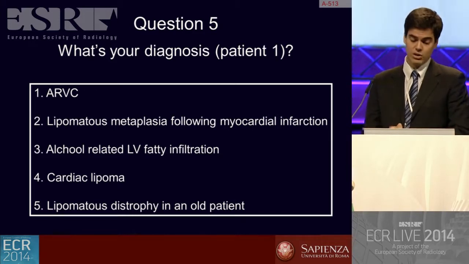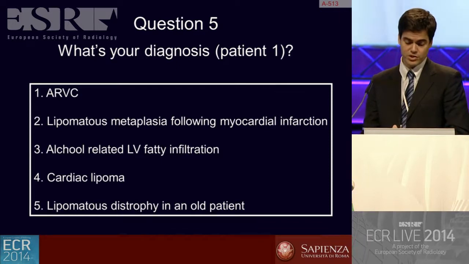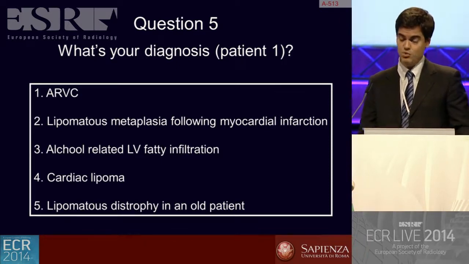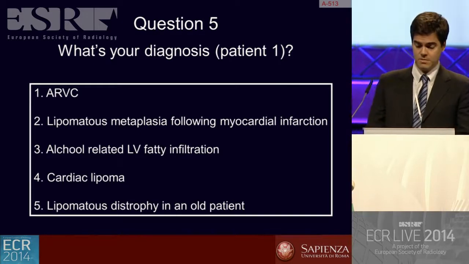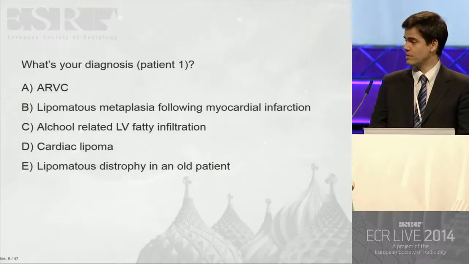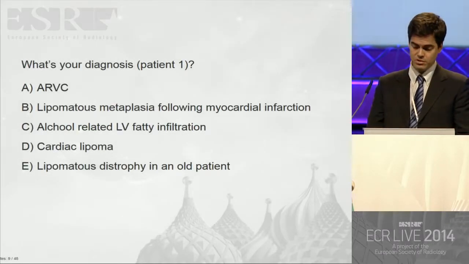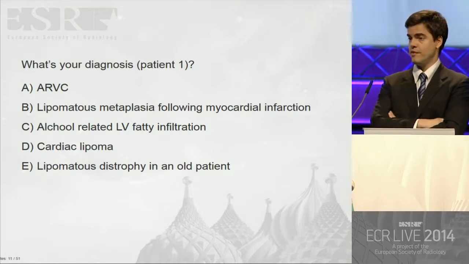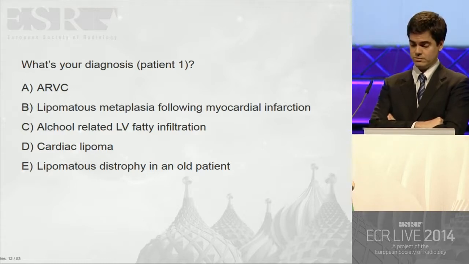Is it an alcohol-related LV fat infiltration? Could it be a lipoma, or is it a lipomatous dystrophy in an old patient? Consider that all these hypotheses are reliable and could be compatible with the appearance I just described. So we have fat subepicardially arising and infiltrating the left ventricle.